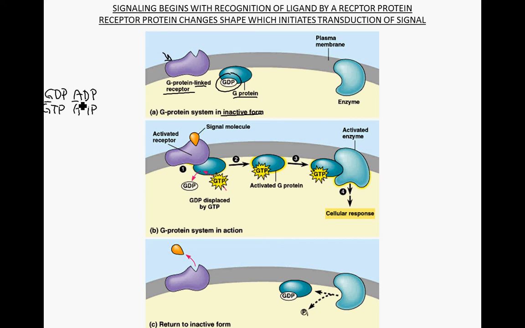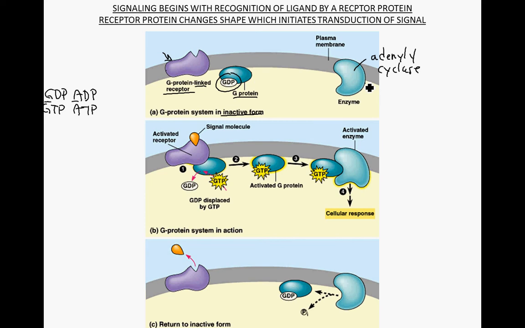Then the third component of the mechanism is over here, this enzyme, which is often adenylyl cyclase. Adenylyl cyclase. Now, so these components here, the G protein linked receptor, the G protein itself, and this adenylyl cyclase.